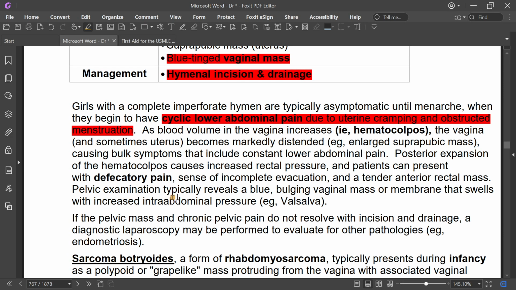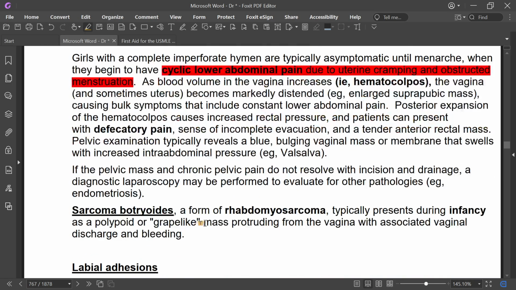Pelvic examination typically reveals a blue bulging vaginal mass or membrane that swells with increased intra-abdominal pressure, like Valsalva. If the pelvic mass and chronic pelvic pain do not resolve with incision and drainage, diagnostic laparoscopy should be performed to evaluate other pathology, such as endometriosis.